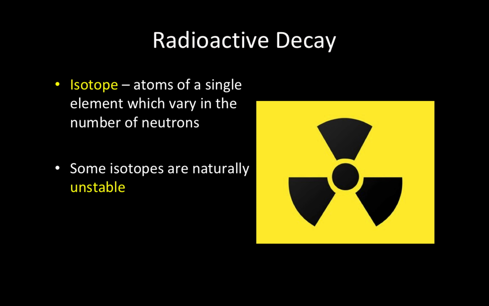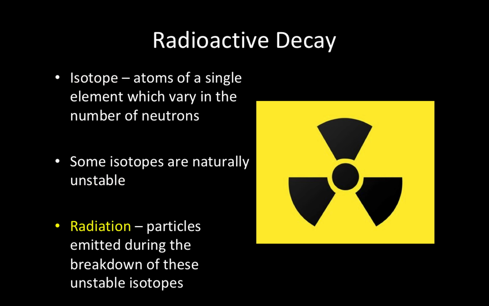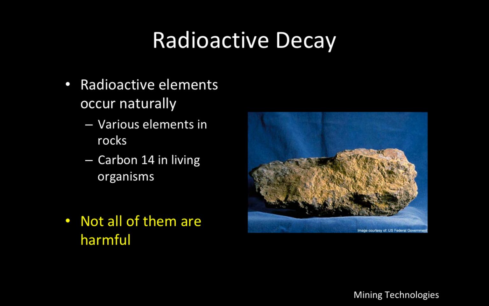All right. Some isotopes, when we have that varying number of neutrons, are naturally unstable. This doesn't make them bad. They're just unstable. And when they're unstable, they emit radiation as these unstable isotopes are breaking down. And we can measure that radiation. And this radiation is releasing heat into our system. Okay? All right. Not all of them are harmful.